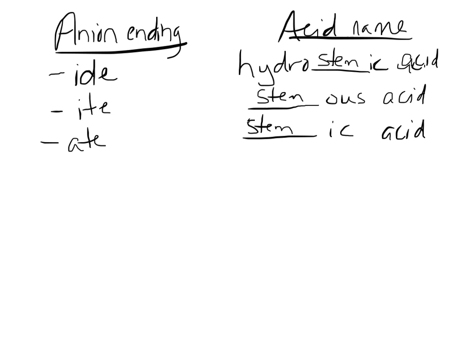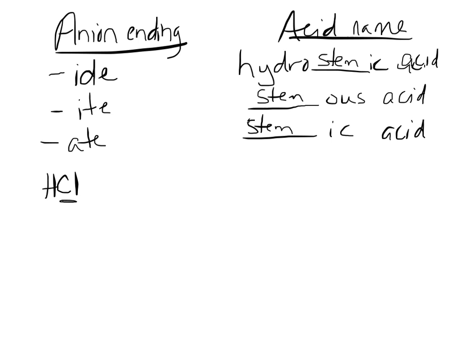The three anion endings that you've seen thus far are IDE, ITE, and ATE, and each of those is going to determine a different type of acid name. So if you remember, all acids start with hydrogen, as I said earlier, and we're going to be looking at the stem. So probably a familiar acid to you might be this one.